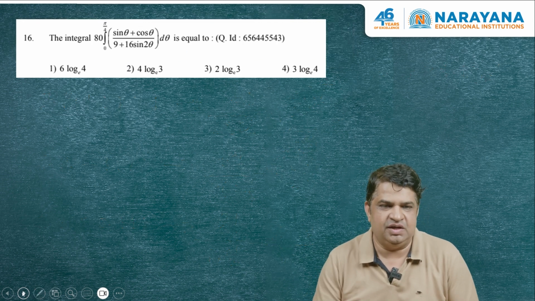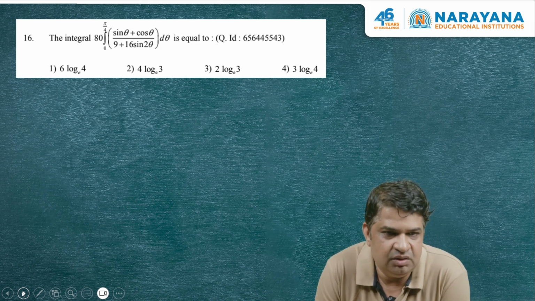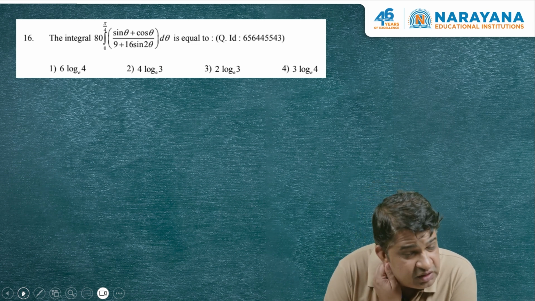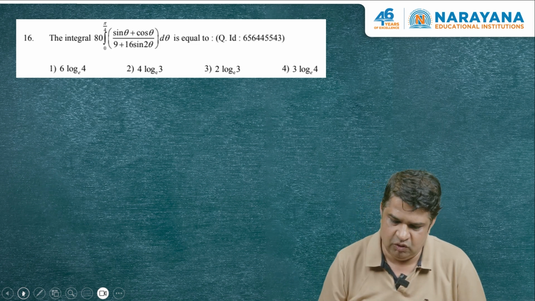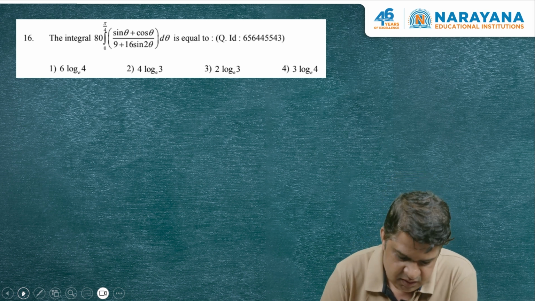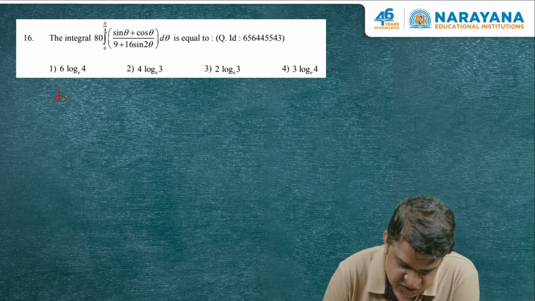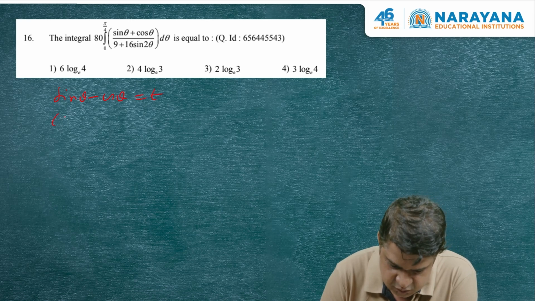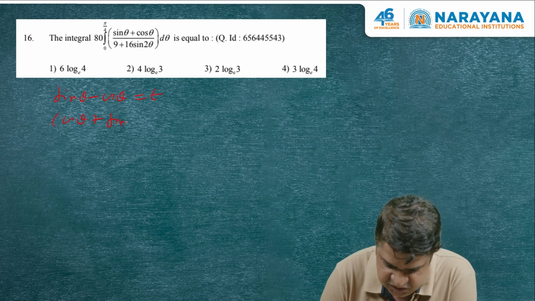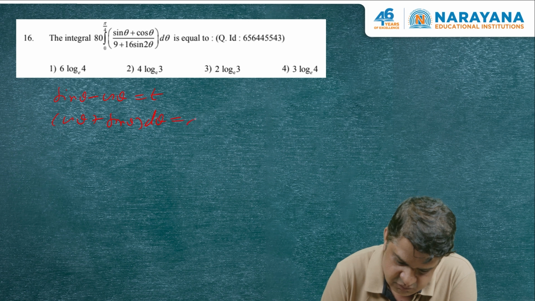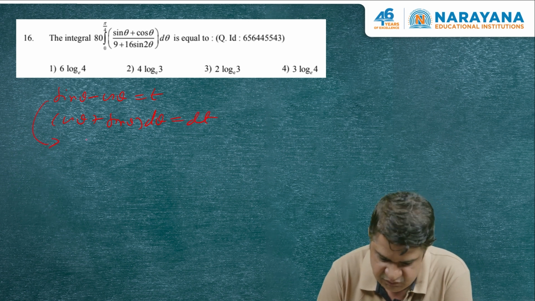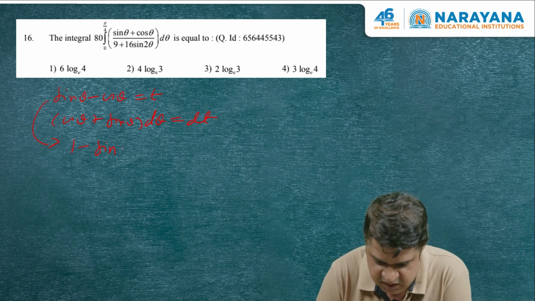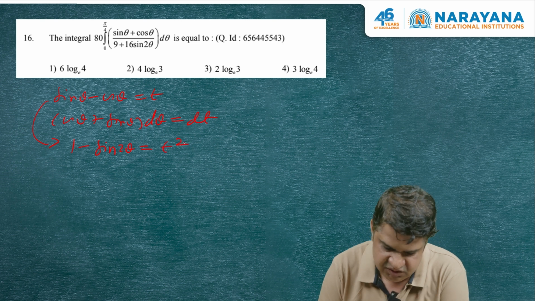It is a standard type of integration. Denominator is sin 2 theta, numerator is sin theta plus cos theta. As all of us know, we are supposed to substitute sin theta minus cos theta equal to t. So, cos theta plus sin theta d theta will become dt, and when we square this, then 1 minus sin 2 theta will become t square.